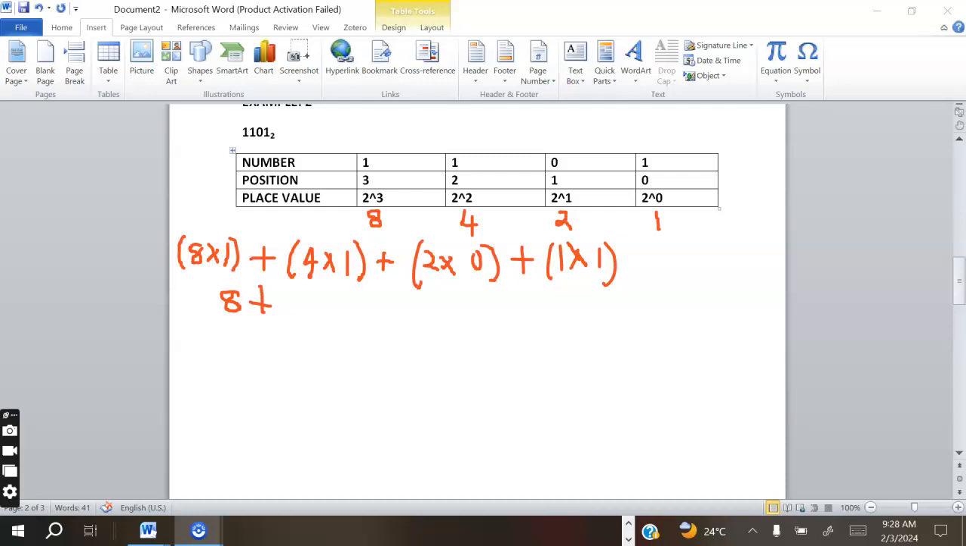plus 4 multiplying by 1, it's supposed to give us 4, then we have this one 2 multiplying by 0 is supposed to give us 0, plus 1 multiplying by 1 is supposed to give us 1. Then you had 8 plus 4 is 12, plus 0, 12, plus 1, you get 13. So our answer is supposed to be 13.